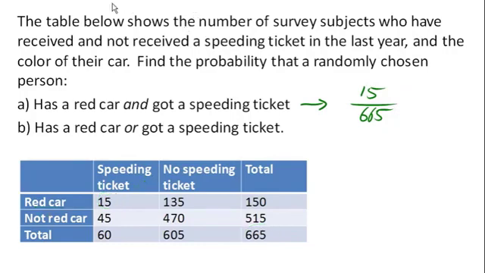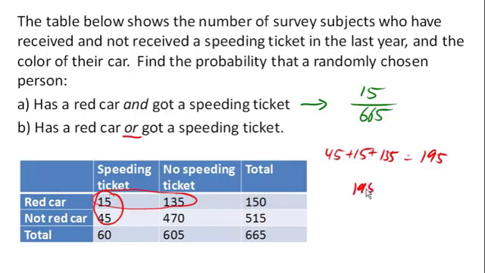Now, how about for the next one? So here we're trying to find the probability that they have a red car or get a speeding ticket. Now, there's a couple ways that we could go about this. The easiest, honestly, is to just add up all the possibilities. So let's see here. These people got a speeding ticket. These people have a red car. So we have a total of 45 plus 15 plus 135 is 195 total people who either got a speeding ticket or have a red car, and so our probability would be 195 out of 665.